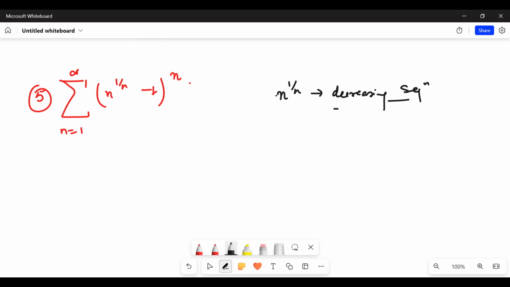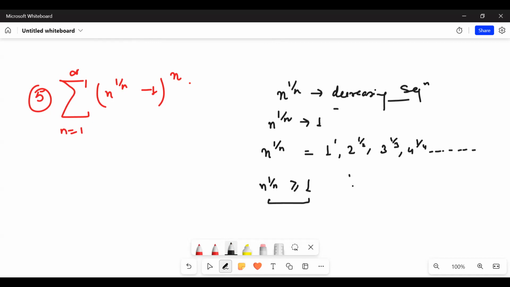And in fact, I've shown you this, that n raised to power 1 upon n converges to 1. In general, always remember, n raised to power 1 upon n would be what? It is 1 raised to power 1, 2 raised to power 1 upon 2, 3 raised to power 1 upon 3, 4 raised to power 1 upon 4, so on and so forth. And one can identify from here that n raised to power 1 upon n is always greater than or equal to 1 for all n belonging to natural numbers.